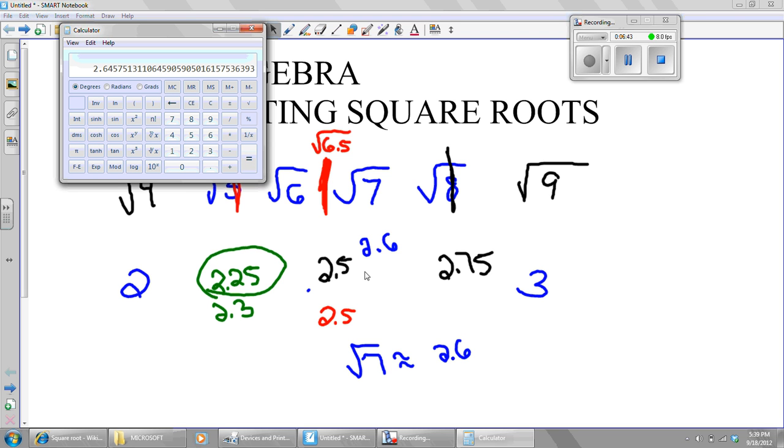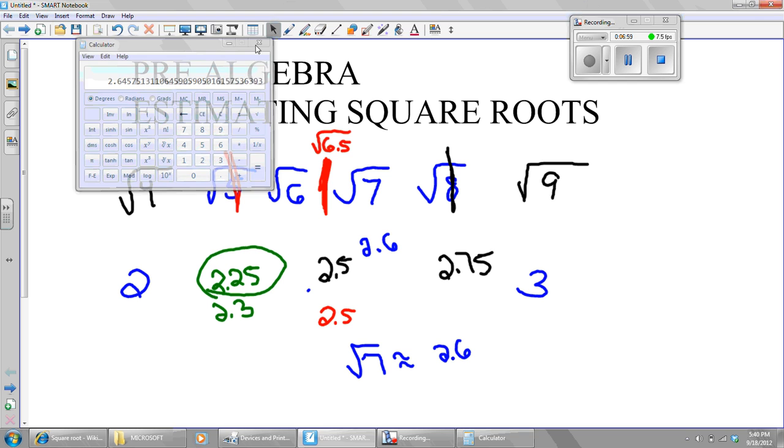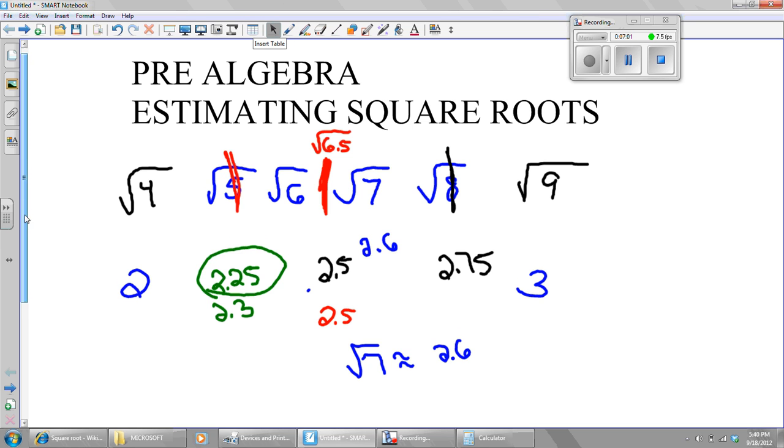So if I round to the nearest tenth, my estimation is right on. I said about 2 and 6 tenths, and to the nearest tenth, I'm right on the money. If I wanted to go to the nearest hundredth, it'd be 2 and 65 hundredths, right? But that's how simple it is. So let me minimize that, and we'll try another one.